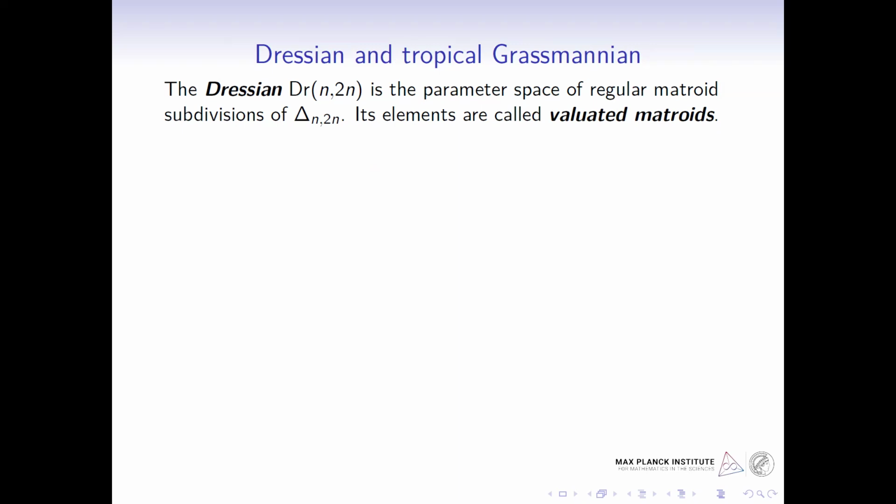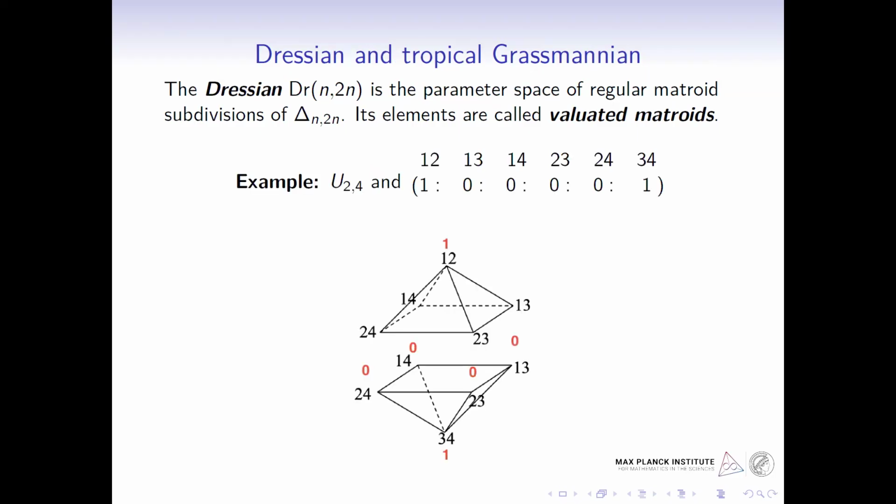Again, I think the best way to imagine this is just to look at an example. So again, we have our baby case, we have U24, we have the bases, and each of these bases, or respectively the vertices of the matroid polytope, get assigned a height. And according to this height, we go one dimension higher, look at the lower faces, and we obtain the subdivision, okay? And now this element, this vector up here, the 1, 0, 0, 0, 1, is the valuated matroid, the element of the Dressian 2,4, okay?